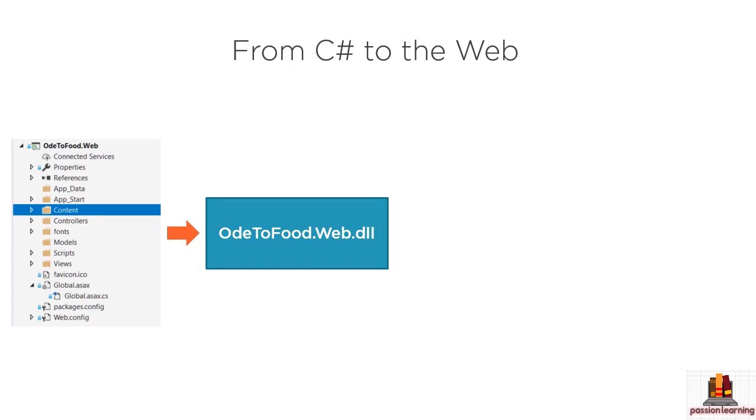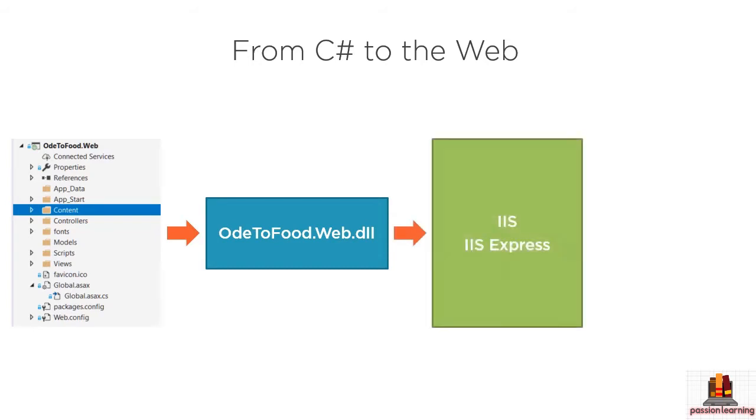So anytime I tell Visual Studio to run my project, Visual Studio has to produce this DLL if it doesn't already exist, and then start up a web server that will host this DLL and map incoming HTTP requests and send them along to this DLL. So the web server that Visual Studio will use is either IIS or IIS Express. IIS stands for Internet Information Services. This is the web server that is provided by Windows and Windows Server.